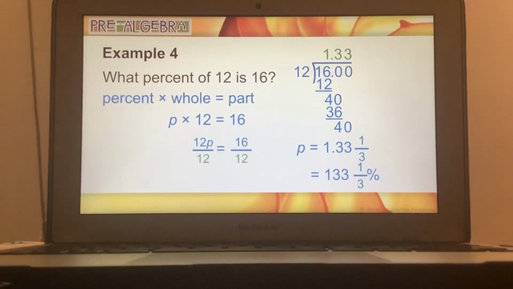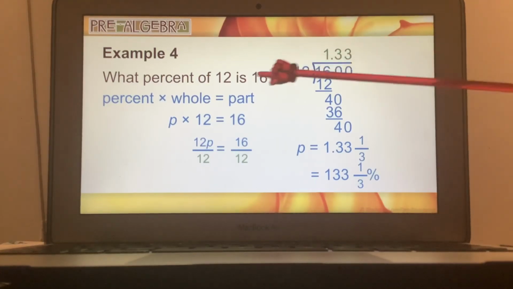So we take that and convert it into a percent. Okay, so now we're going the opposite. You're going to move your decimal over to the right to get a percent. So 1, 2, we have 133 and 1/3 percent. That is your final answer.